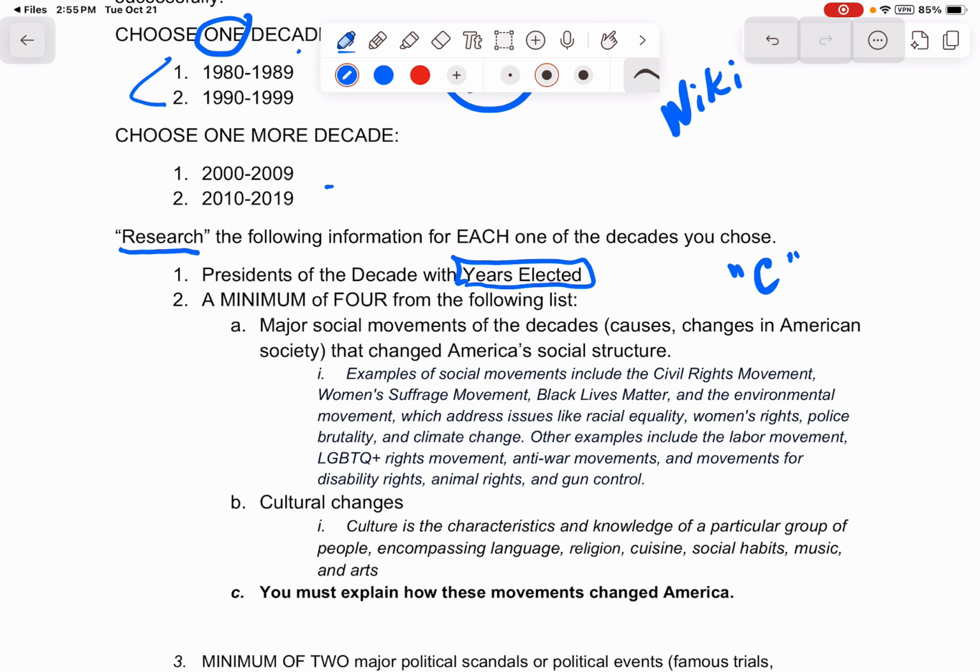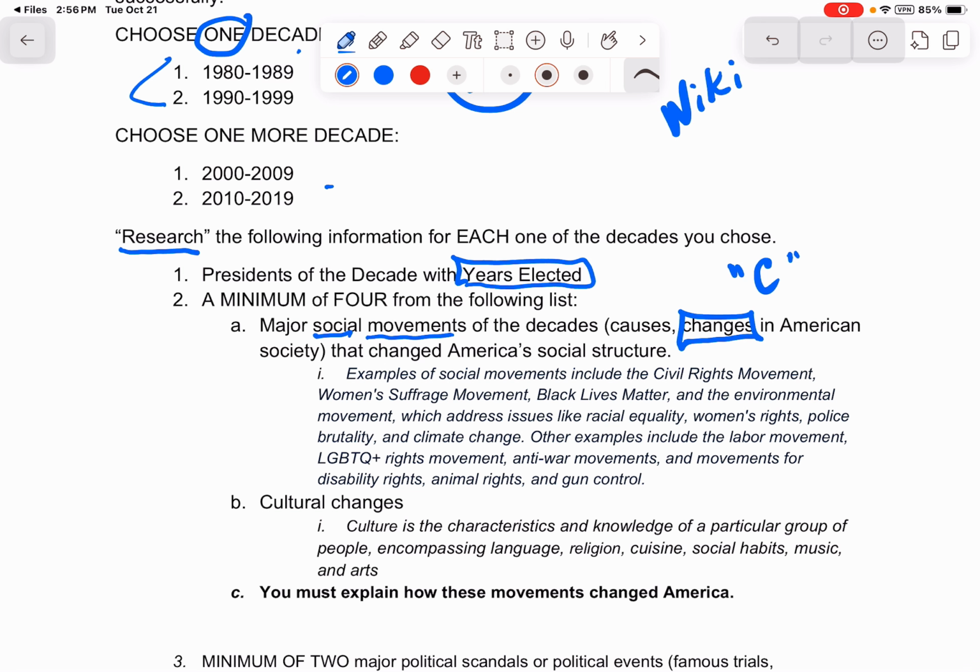What were some of the social movements of this time period? Now, what were the causes of these movements? How did they change America? This is very important. And how did they change the way we look at different things? And so I gave you some examples here.